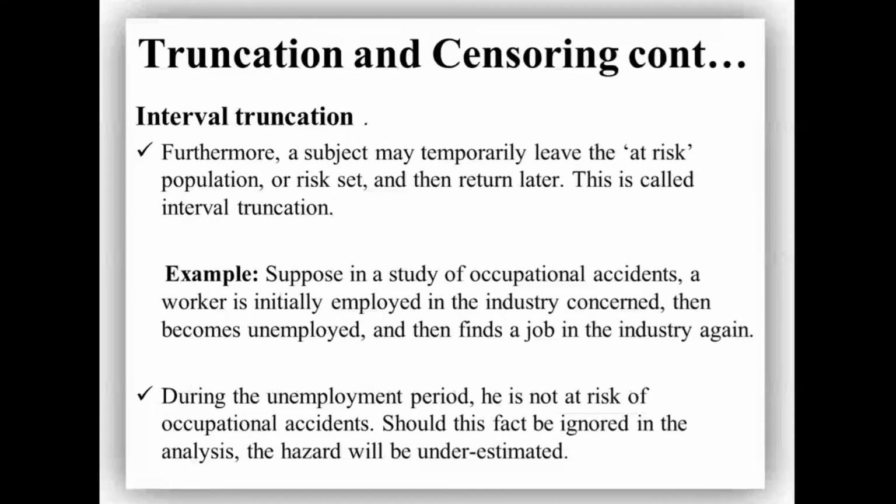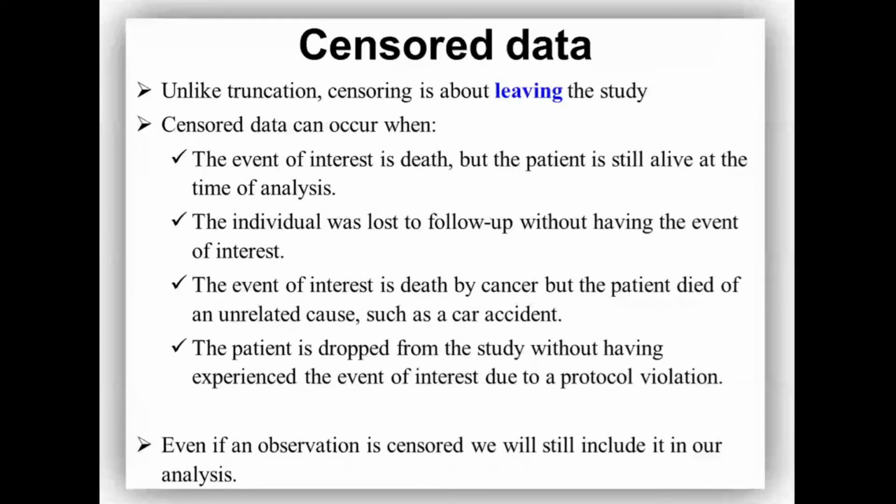We also have interval truncation. That means you know the middle part, but you don't know when it started and when it ended. So it is a mix of left truncation and right truncation. If we know the beginning and the end, but at the middle, if there is an event, then you don't know when the event has occurred. In that case, you have interval truncation.